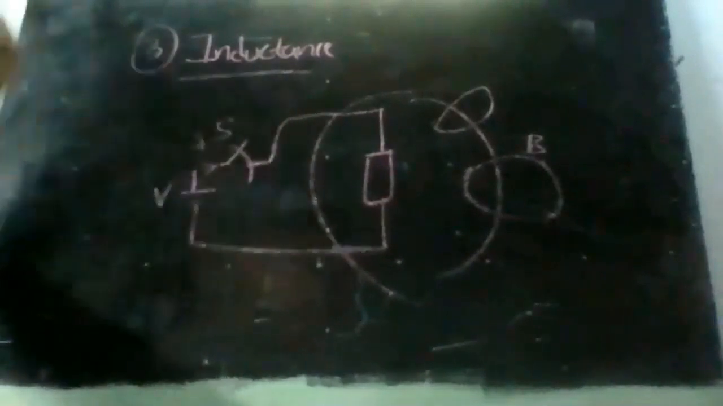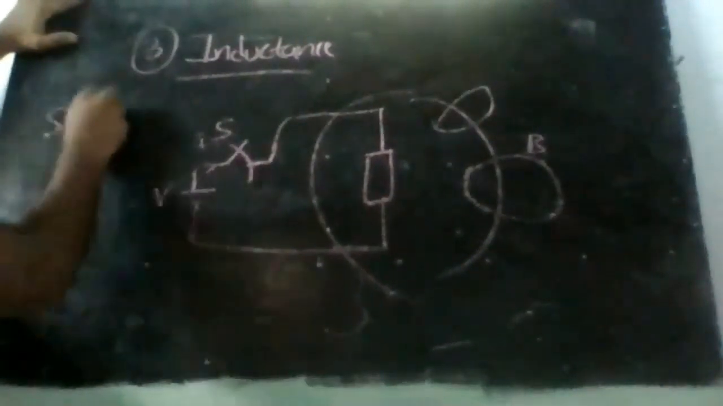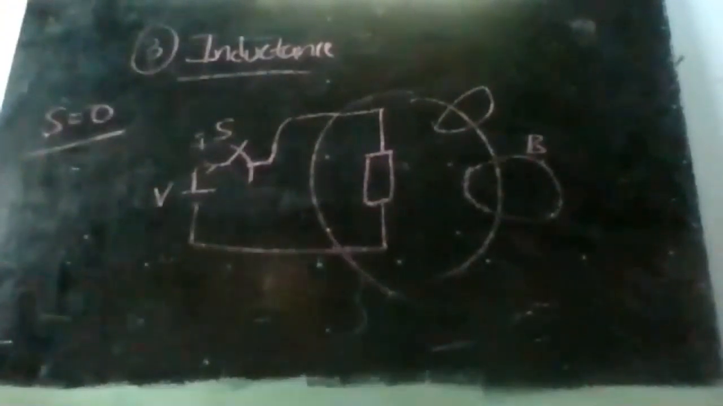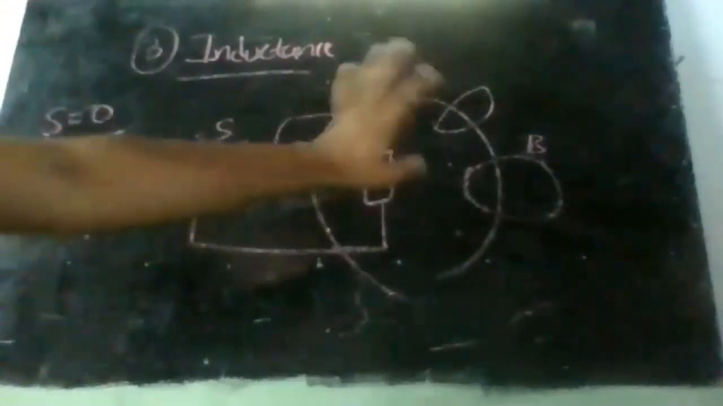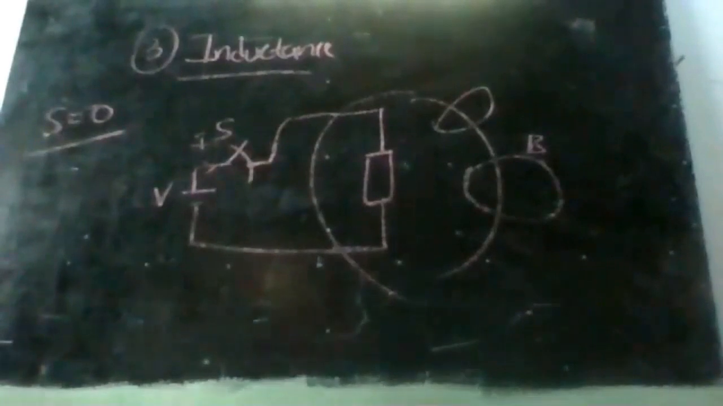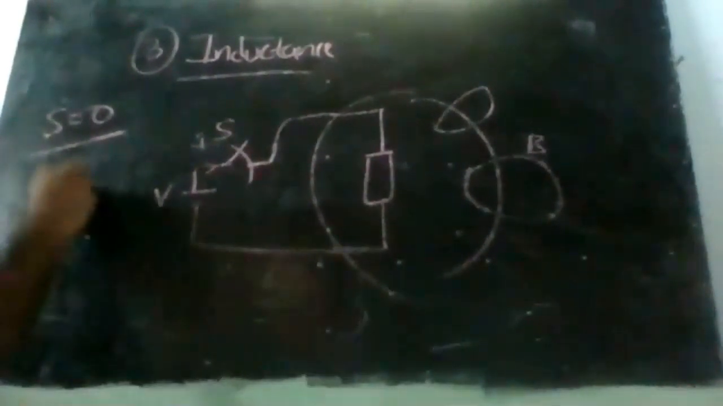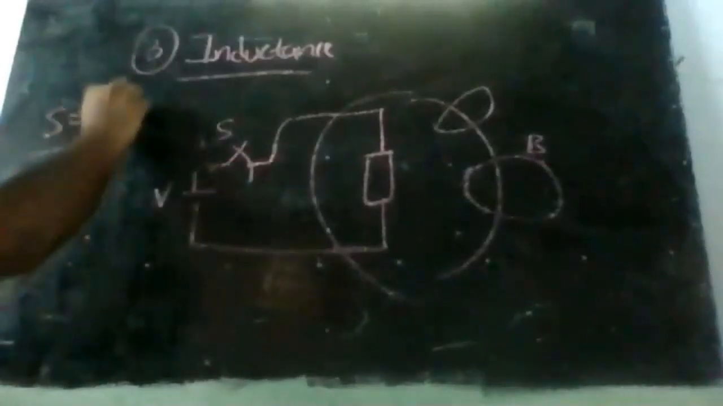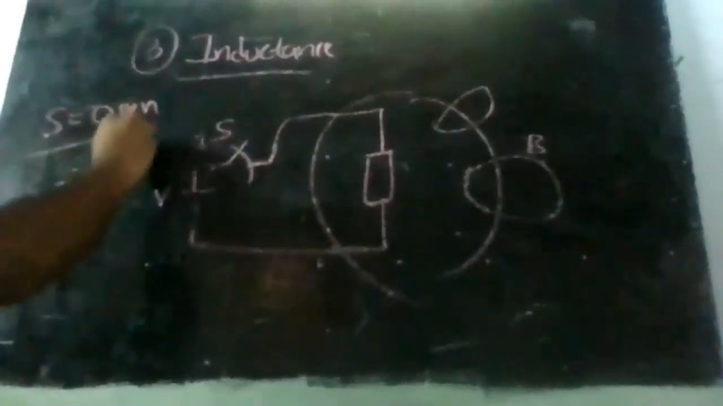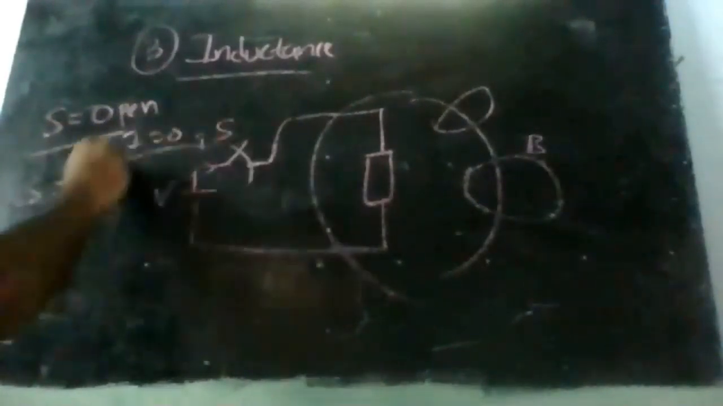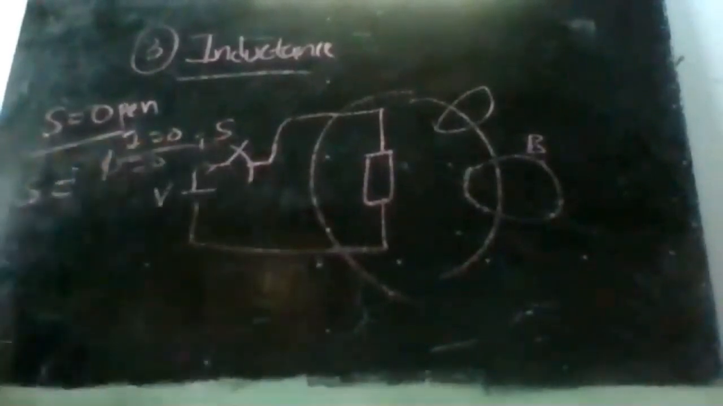Now when the switch is open, when S is equal to 0, there is no current passing through the coil. So in that case, there is no flux produced. Whenever the switch is open, there is no current, I is 0. So when I is 0, flux is also 0.